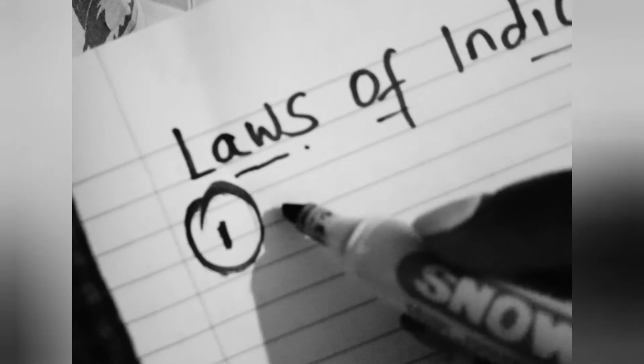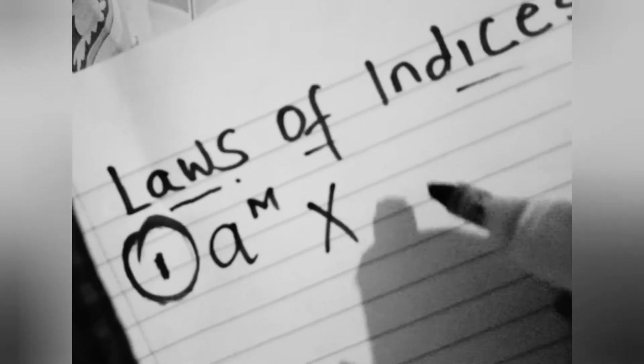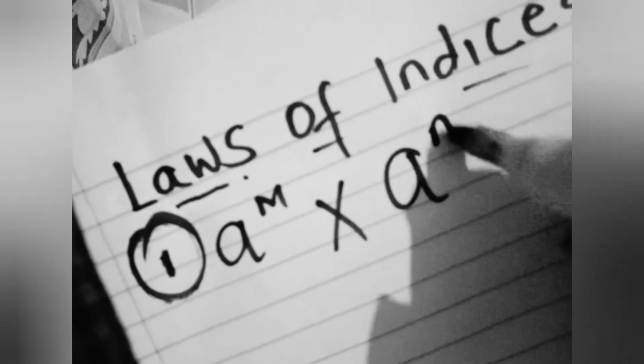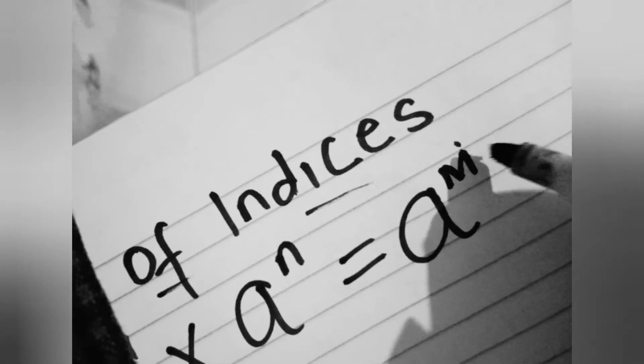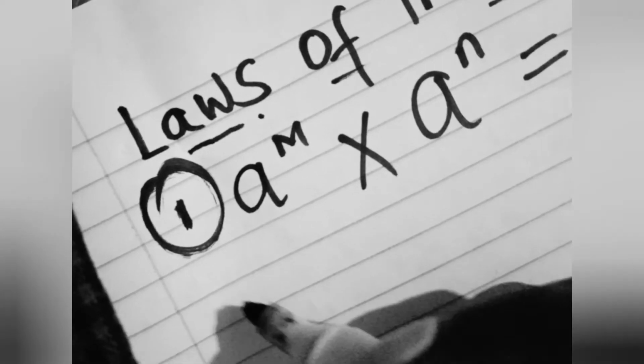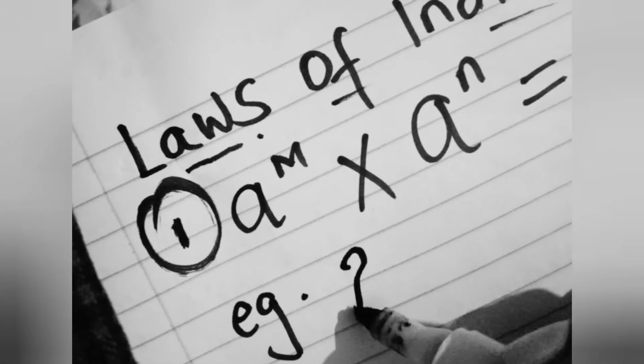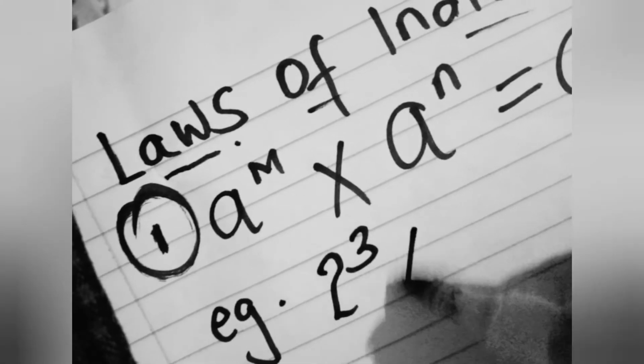So number one, there is a law that states that when you multiply a to power m times a to power n, what you get is a, and then the indices will be the summation of the powers. So a to power m multiplied by a to power n, the answer will be a to power m plus n.